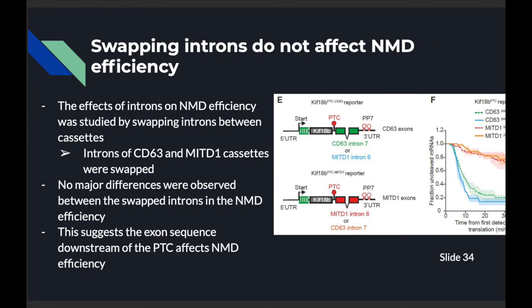And next they tried swapping introns within the cassettes to see if the introns affected NMD efficiency. Figure 4E shows them switching the introns of the CD63 and MITD1 cassettes. In figure 4F, there appears to be no major differences between swapping the introns, and since they saw no differences, the authors believe that the introns did not affect NMD efficiency, and this might suggest that the exon sequence directly downstream of the PTC may influence NMD efficiency.